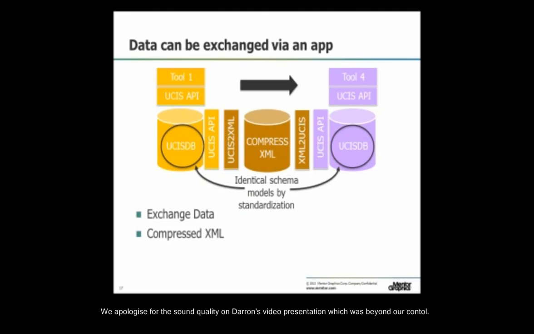But what we do here is we can basically exchange the data through like a UCIS to XML, XML to UCDB, to UCIS. Right? So here, the important thing is not only do we use compressed XML between these to do the transfer, but also there could be data manipulation that's needed. Because vendor of tool 1 and tool 4 might not actually support exactly the same types of metrics. So this particular application that sits between them might have to do some form of manipulation.